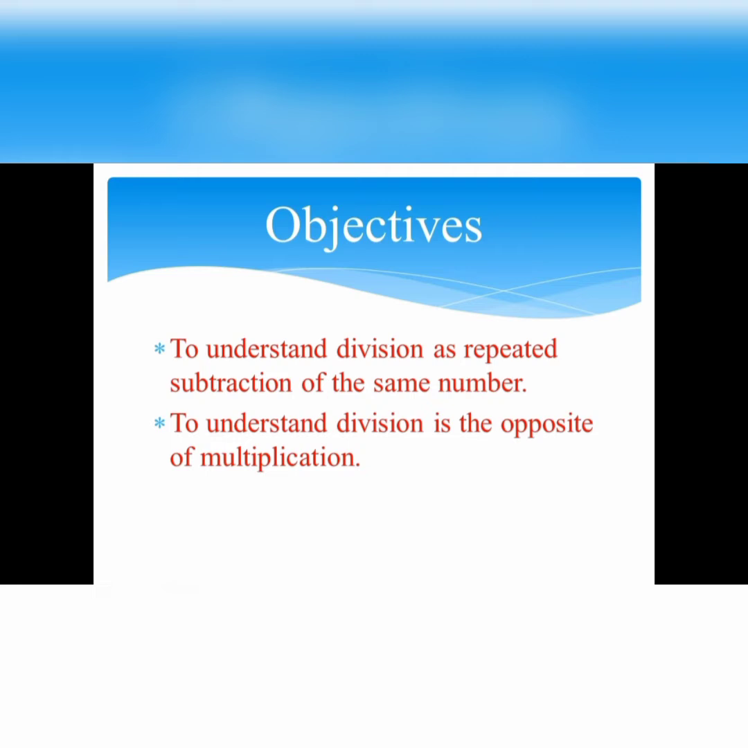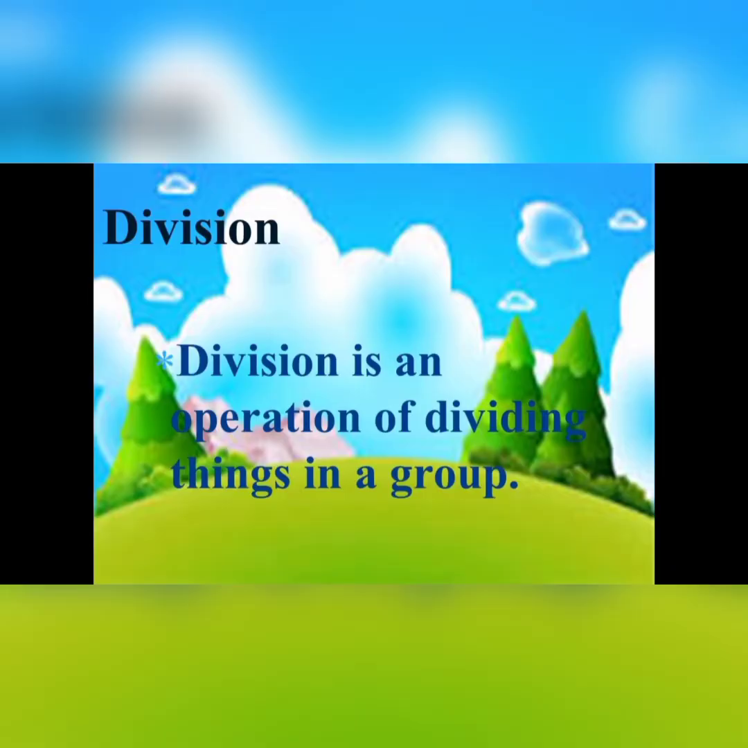Second objective is to understand that division is the opposite of multiplication, because in multiplication we add the same number again and again, and in division we subtract the same number again and again until the number becomes 0. So these two objectives we get after the study of this chapter. Now division. Division is an operation of dividing things in a group. We divide any things in a group, so it is called division.